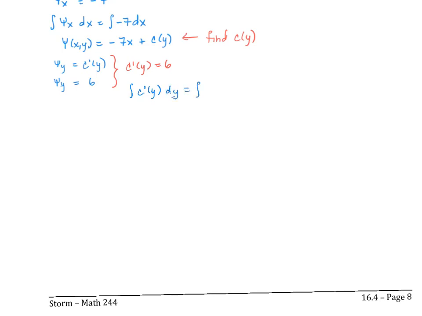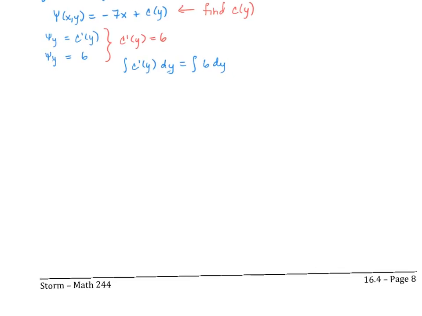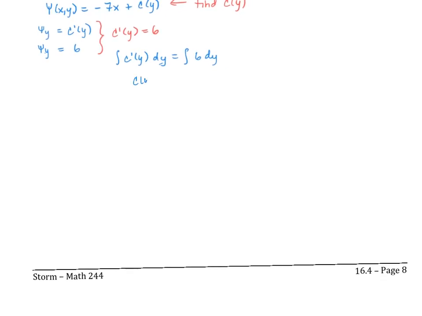So again, this is exactly what we did when we went through the process of finding a potential function. Anytime you can see what your stream function is, you can just stop and verify, as we did before with potential functions. But if I integrate both sides with respect this time to y, then my constant with respect to y is equal to 6y. Psi is then equal to negative 7x plus 6y.